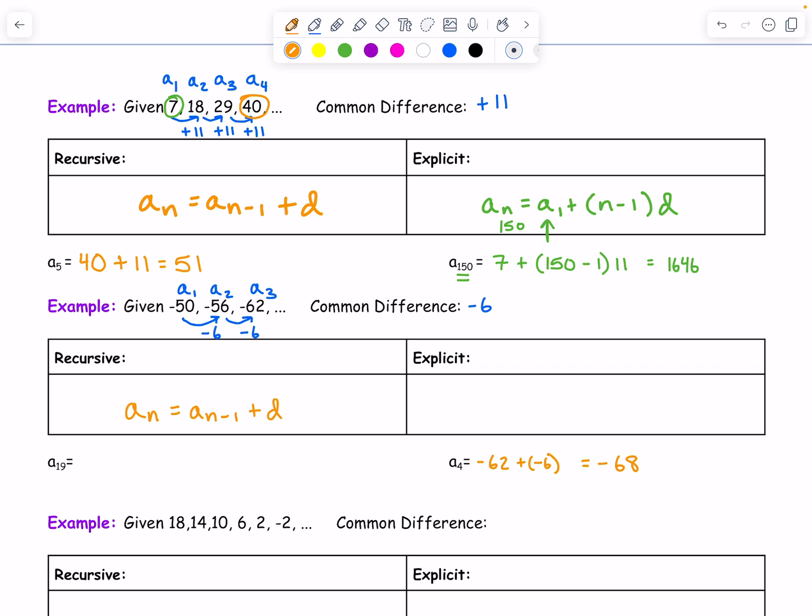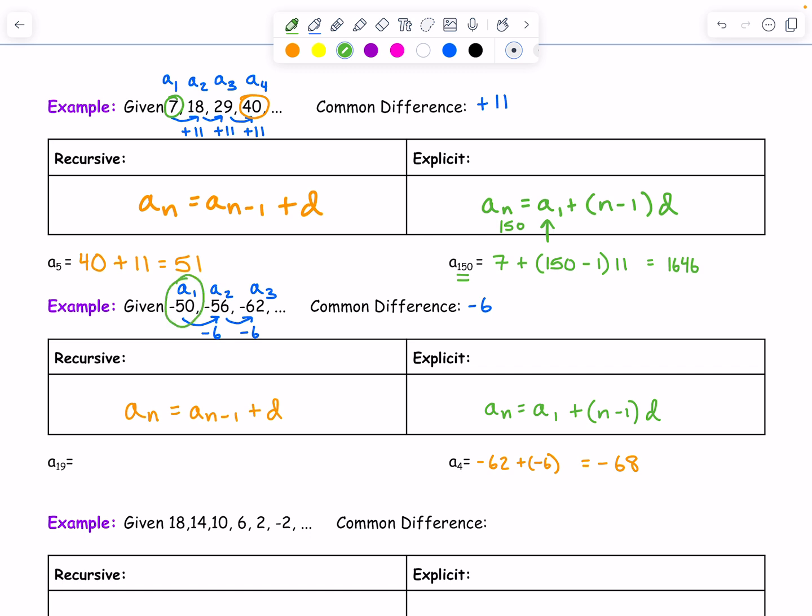Okay, so let's look at the explicit formula. Remember, this one helps if you need any term. And then it's always good to write your formula down as you work these out until you've got it down pat. So a sub n equals a sub 1 plus n minus 1 times the common difference d. So I'm going to use that one to figure out the 19th term because we do not have the 18th term, and that would take a little while to get there. So this is going to be helpful.